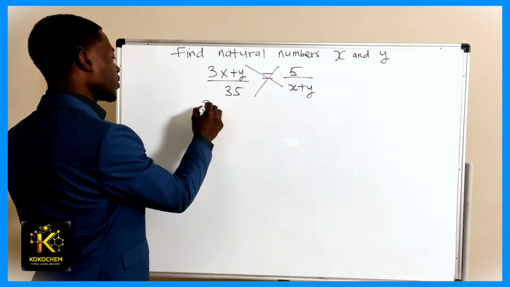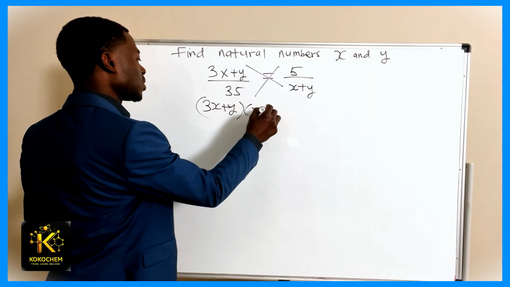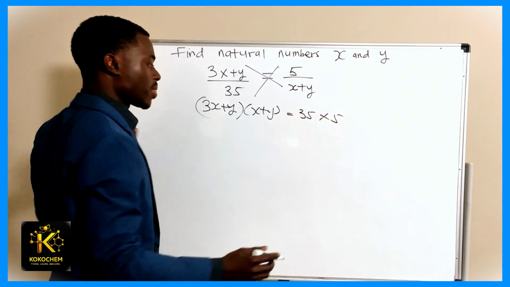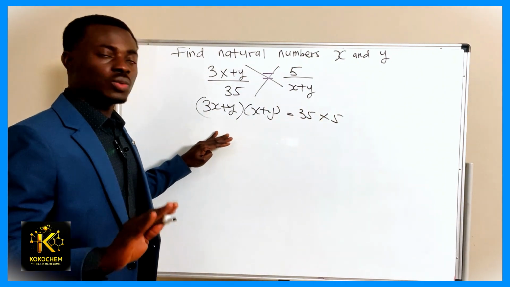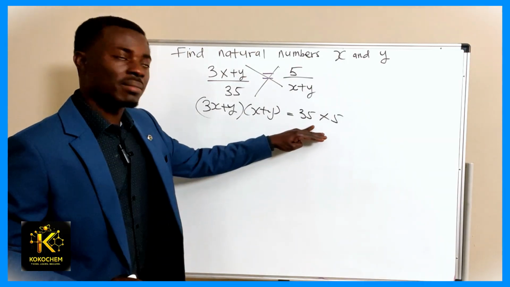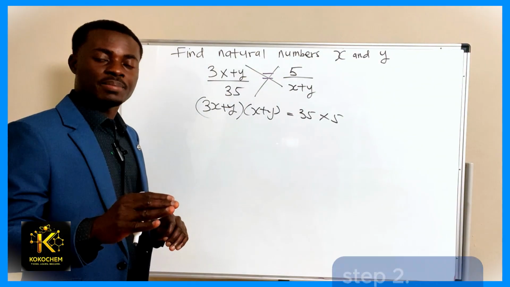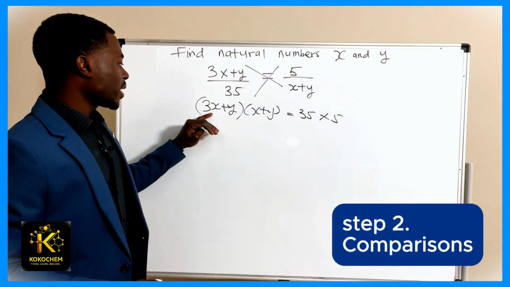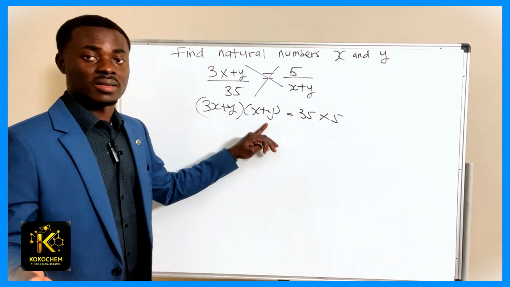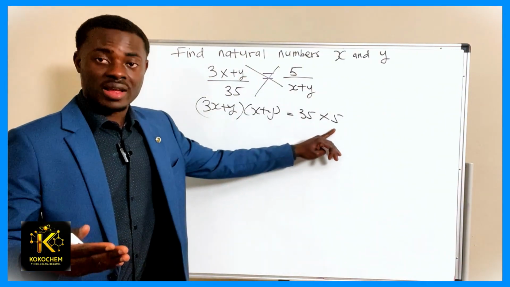So you will have (3x + y) multiplied by (x + y) equal to 35 times 5. Don't bother expanding this expression and don't worry about multiplying 35 by 5. The next step is comparisons. 3x + y is bigger than x + y, right? 35 is also bigger than 5, right?